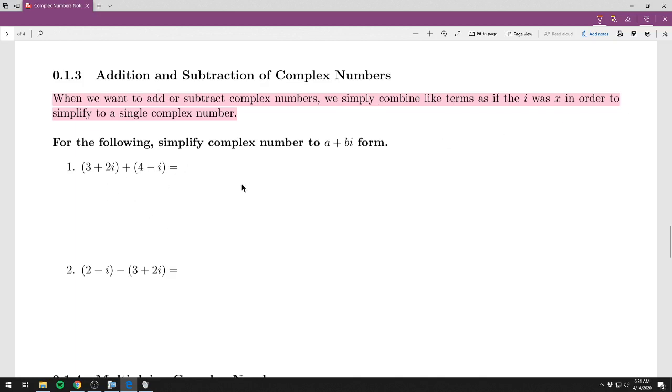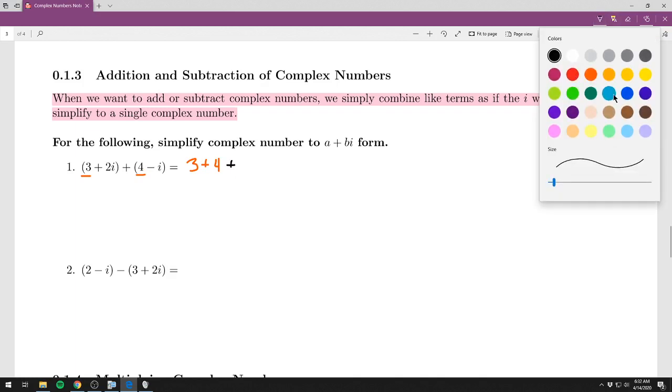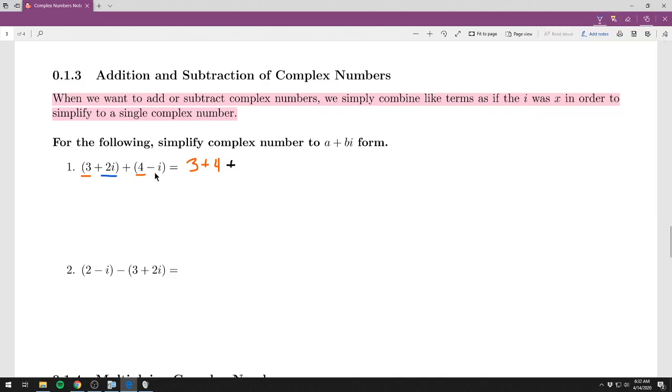Right, so this first example, we got 3 plus 2i plus 4 minus i. I'm going to look at the parts without i and add them together, 3 plus 4. And I'll keep it separated for now. And then I'm going to look at the parts with i. We got 2i plus negative i, or minus i. And 3 plus 4 is 7. 2i minus i, just like 2x minus x would be x, or 1x, we get 1i, or just i.